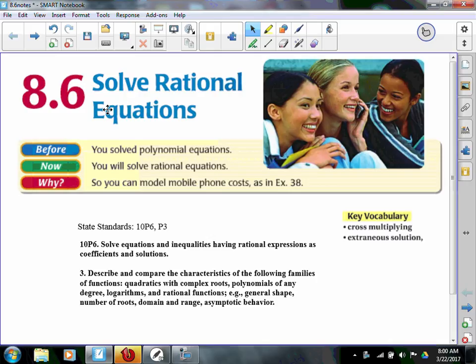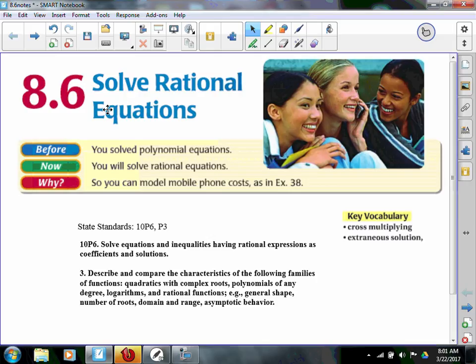Chapter 8, big picture. I think sometimes we don't take time to think big picture. But the big picture is Chapter 8 is all about working with polynomials, which is what we did in Chapter 5, which is why we went from Chapter 5, and then we took a break to the unit circle, and now we're back in Chapter 8 because it's all polynomials. That's all it is. So you can see the title. It's Chapter 8, Section 6, solve rational equations.